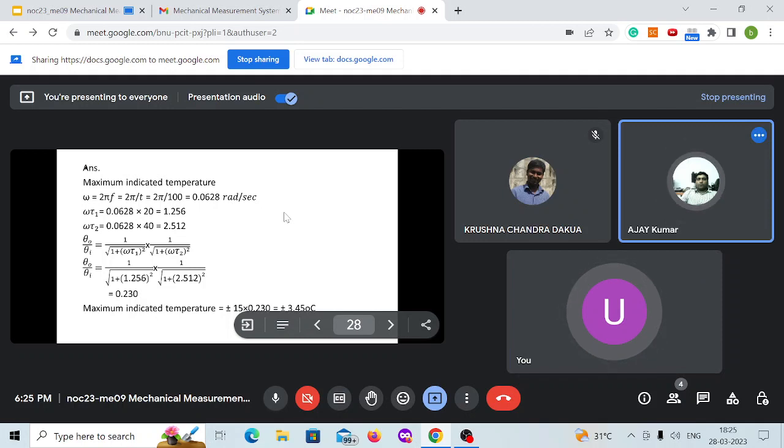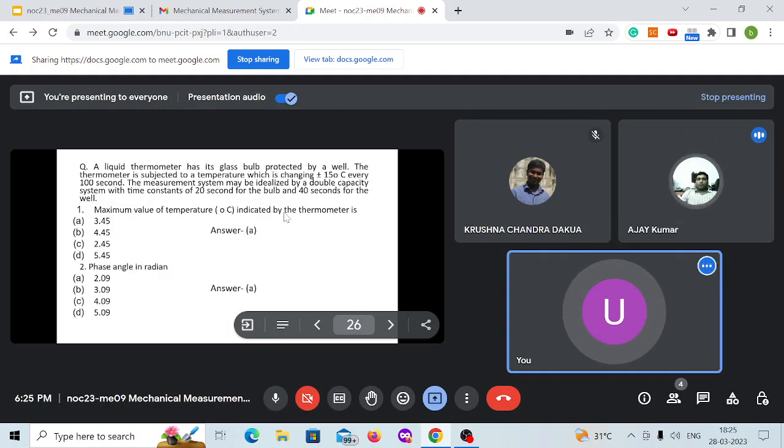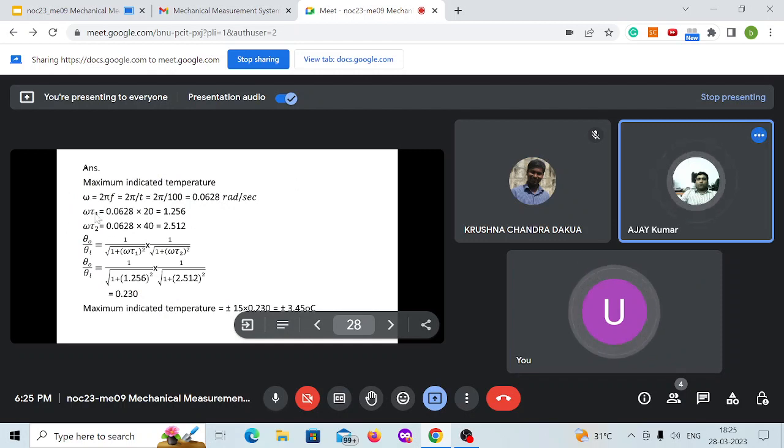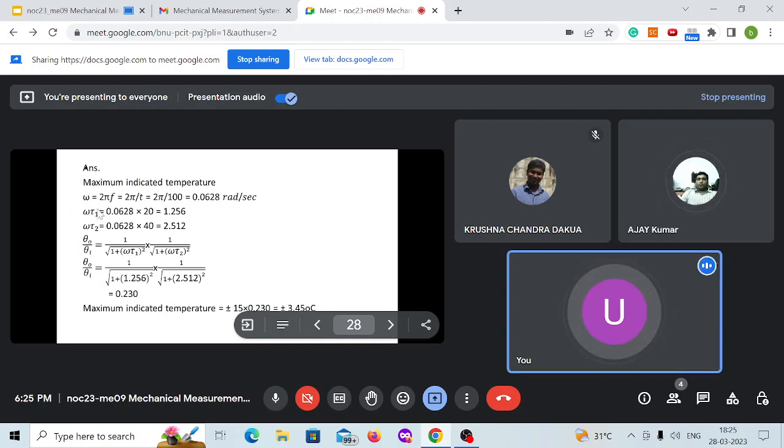Then we know it has two systems. If you see, one is the bulb and the other is the well, and each time constant is 20 seconds and 40 seconds. For both of these, the omega will remain the same. So the individual calculation for the bulb and the well will be omega t1 and omega t2. That will give you 0.0628 into 20, which is 1.256 for the bulb, and omega into t2 for the well is 0.0628 into 40, that is 2.512.